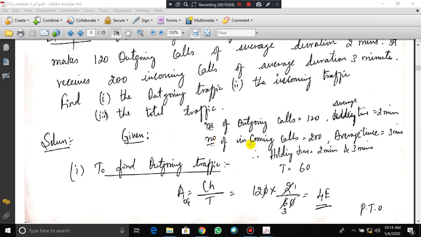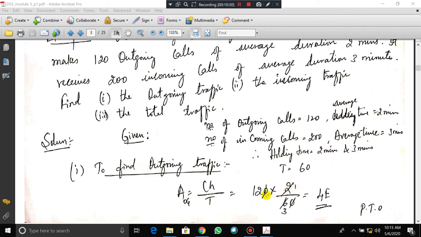Therefore the holding times are 2 minutes and 3 minutes. To find the outgoing traffic first, A outgoing, OG meaning outgoing, is equal to C × H / T. So the outgoing holding time is given as 2.